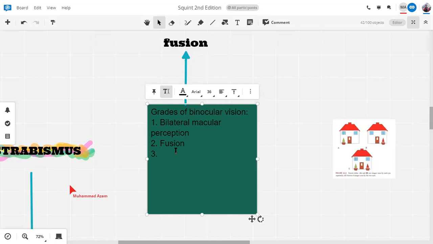Now the third grade of binocular vision is stereopsis. Stereopsis किसे कहते हैं?